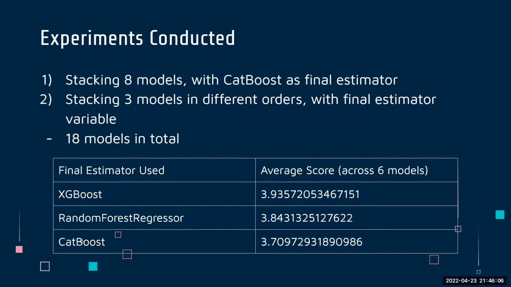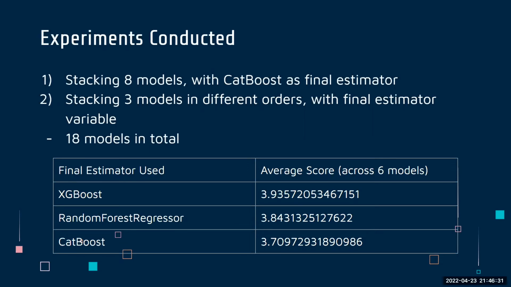Our first approach was an all-in approach where 8 models were included in the ensemble. We then decided that it was better to use fewer models, but use models with better performance. Hence, 3 models were picked: cat-boost, XGBoost, and random forest, and stacked together. The order at which they were stacked was changed iteratively, and the choice of final estimator was varied as well. This resulted in us having 18 models in total.